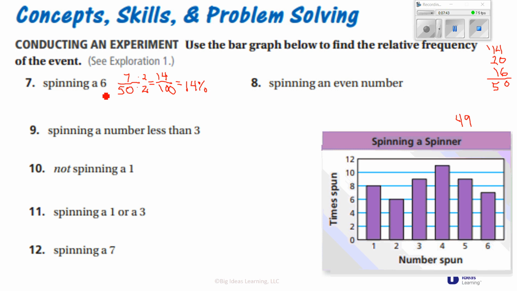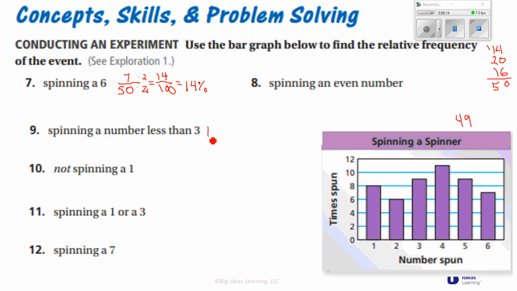All right, let's try number 9. Spinning a number less than 3. Wow, spinning a number less than 3. Well, that means I can spin a 2 or I can spin a 1, right? So that means, hold on a second, spinning a 6. Oh, that was 7. Good. Okay, I thought I might have messed up there. Not less than 3. That means 8 plus 6.